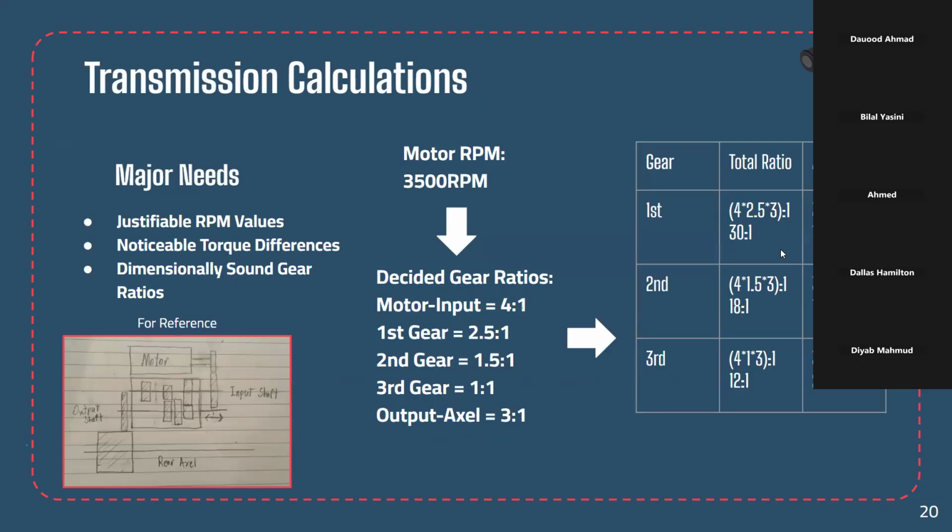For the transmission, we've looked at relating the gear ratios to each other with the specific interactions relative to the 3,500 RPM of the motor. We have, for the motor to the input shaft, and then the three gear states that we'll have, and then from the output to the axle. And relating those down, we get 30 to 1 for first gear, 18 to 1 for second, 12 to 1 for third. And with these final RPM values, we believe that we'll be able to get a substantial torque difference between first, second, and third gear, and a difference in speed as well.